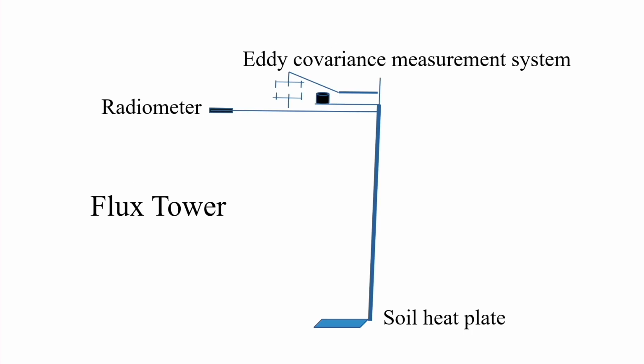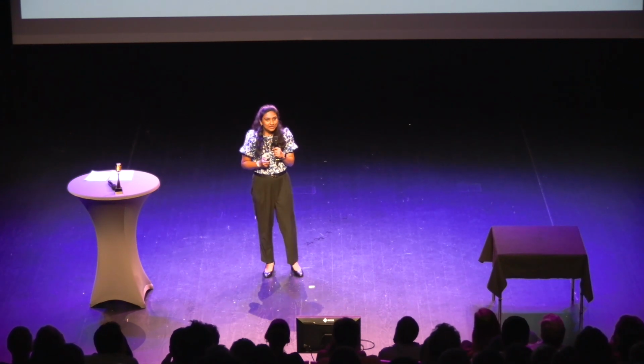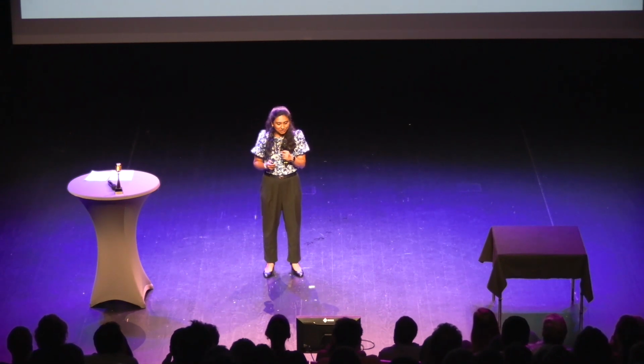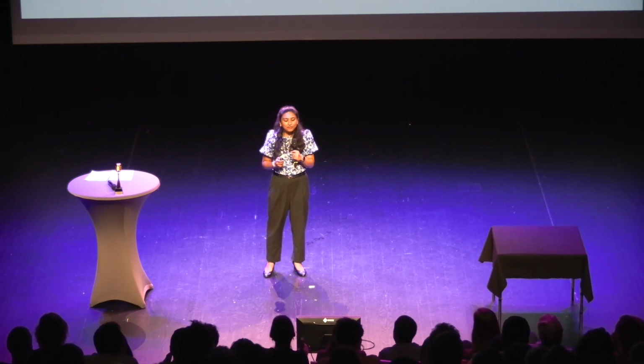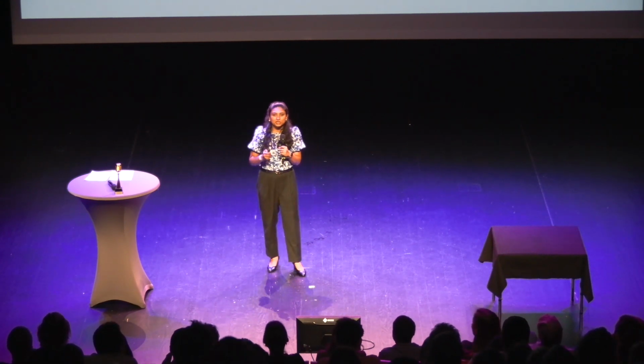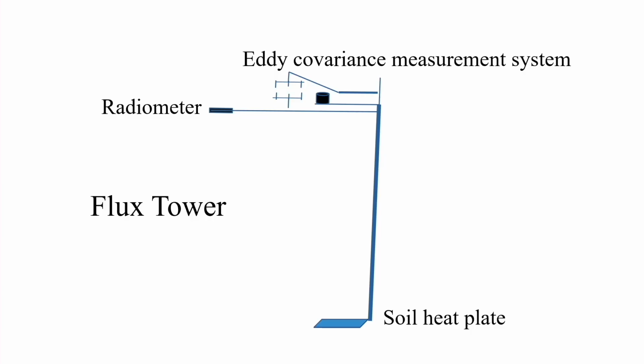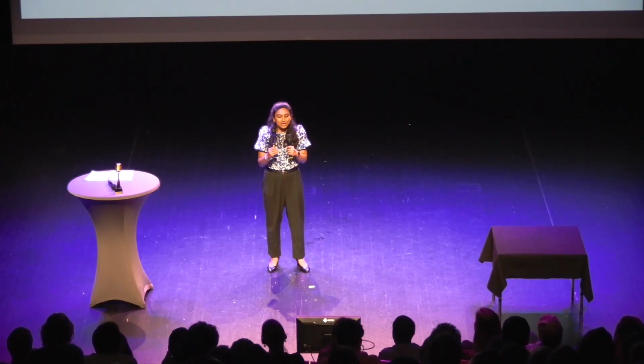A flux tower consists of three instruments. First one is the radiometer. The second one is the eddy covariance measurement system. And the third one is the soil heat plate. The radiometer measures the total solar radiation received by the forest surface. Eddy covariance measures the sensible and the latent heat flux. The soil heat plate measures the solar energy going into the soil.